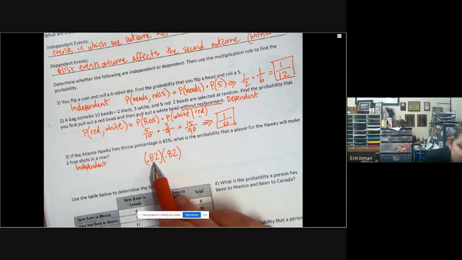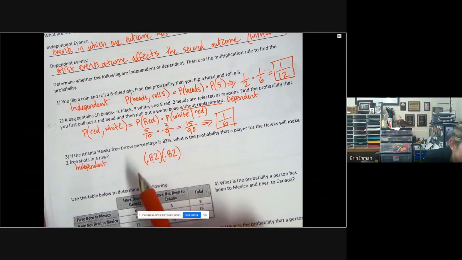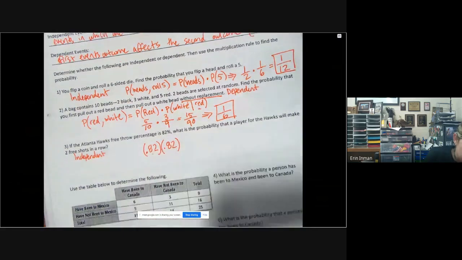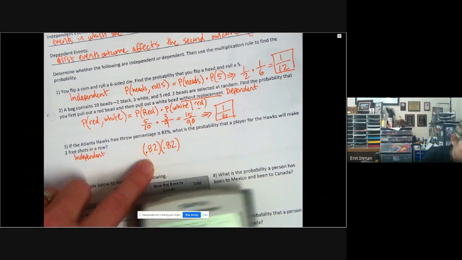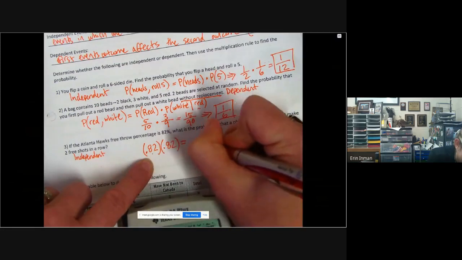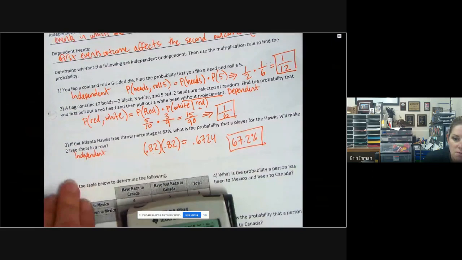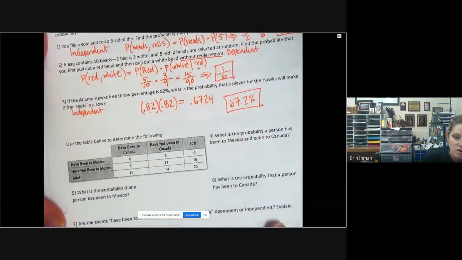Okay, so if we're looking at that, we're doing multiple shots. We're going to multiply the probabilities. This is independent. If I make the first one, it doesn't mean that I'm automatically going to make the second one. Okay, so I multiply these probabilities together, and this is why I used a decimal, because if I did 82 times 82, I'd get a ridiculously large number. Here I get 0.6724. So that roughly is a 67.2% chance that our Hawk player is going to be making this 2 times in a row. All right, let's look at another example.